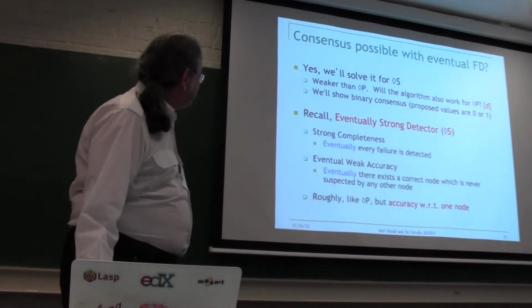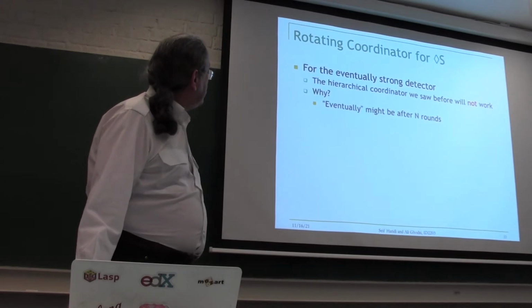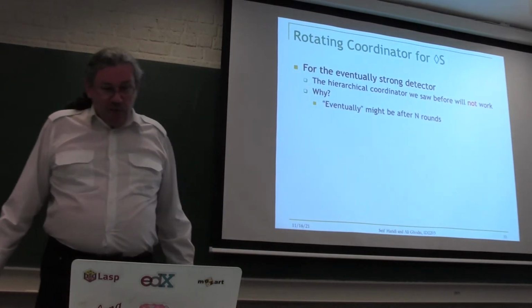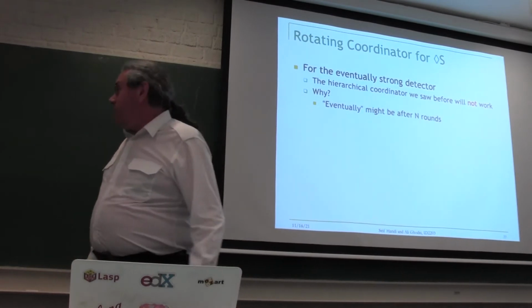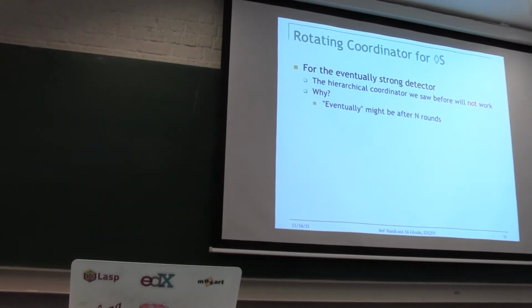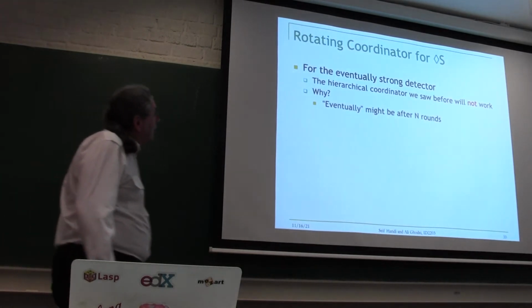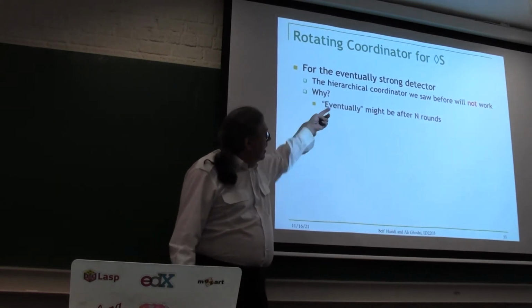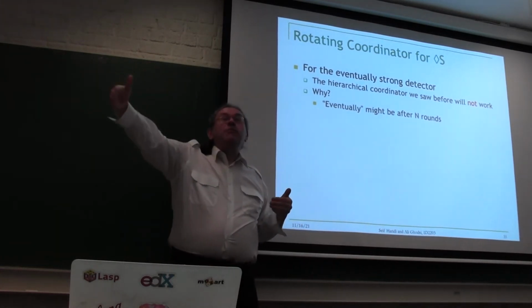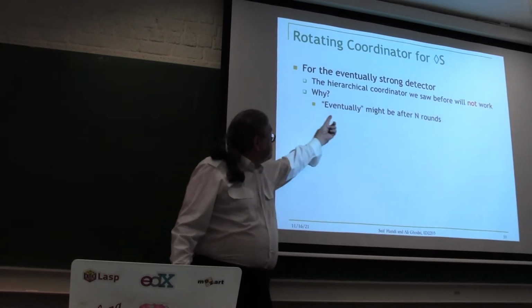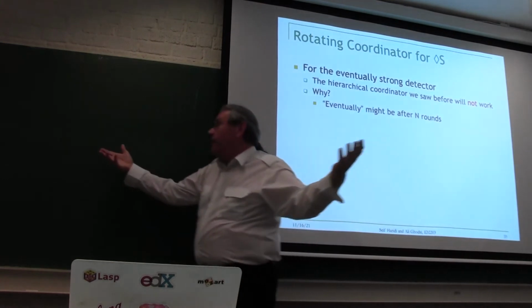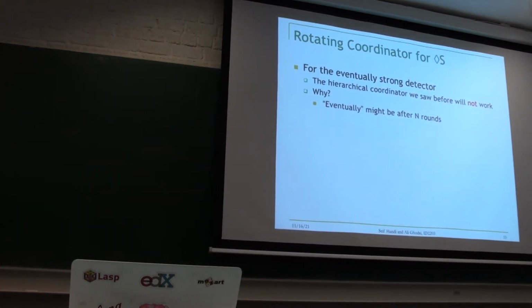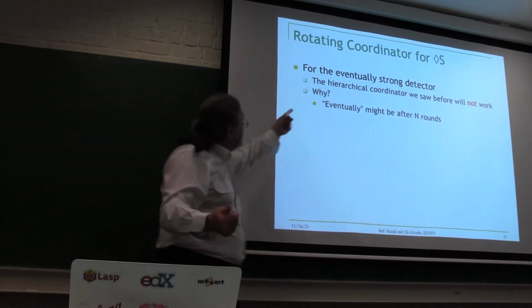Okay. So I'm going to go through this step by step. First of all, the original algorithm, the one which I call hierarchical consensus, this algorithm will clearly not work. And it's very easy to see. Eventually, it stops making mistakes. But eventually might be after n rounds, of course. This one only does n rounds and then it stops. But eventually might be after that. So during the n rounds it might be making mistakes all the time. So clearly that one doesn't work.